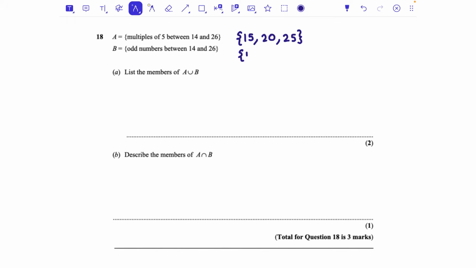For B, we want the odd numbers between 14 and 26. So the odd numbers would be 15, 17, 19, 21, 23 and 25. Can't go up to 27 because that'll go over 26. And that's all the odd numbers, all the numbers not in the 2 times table. So that's your A and that's your B.